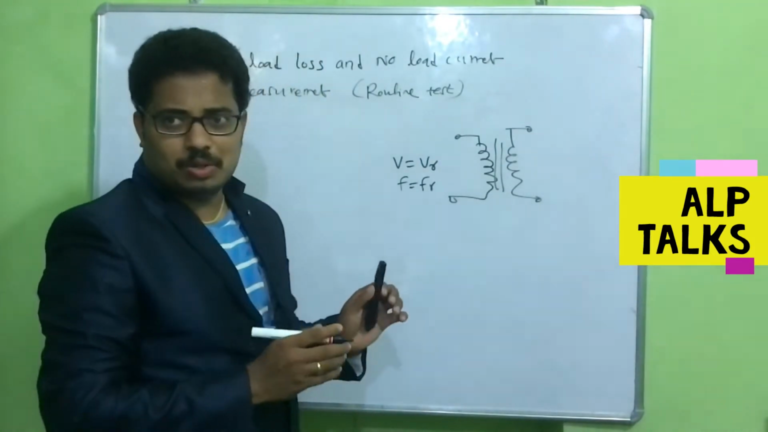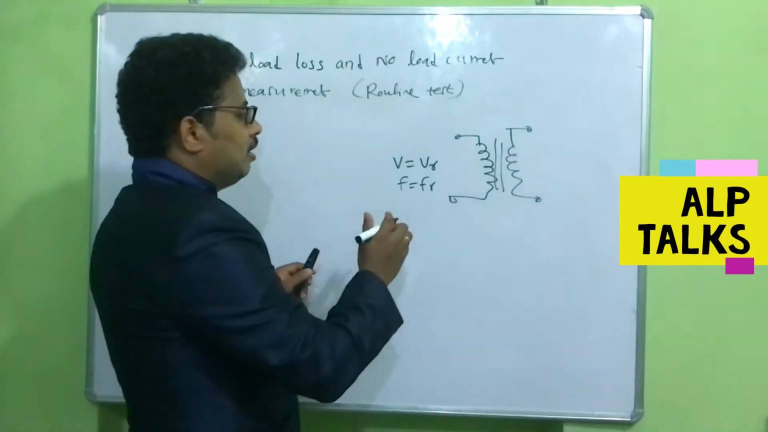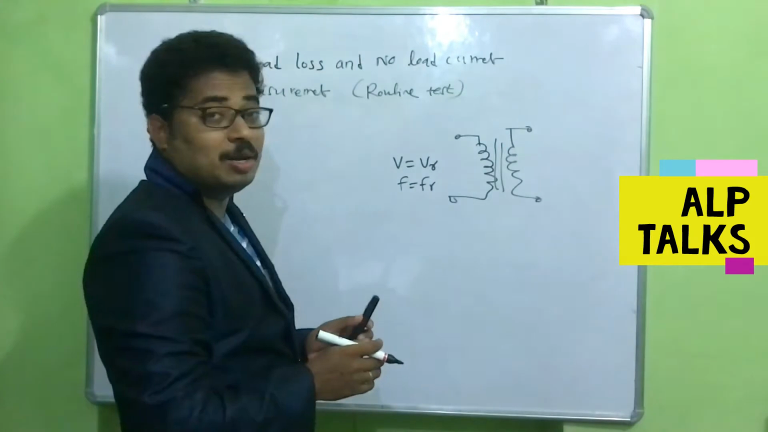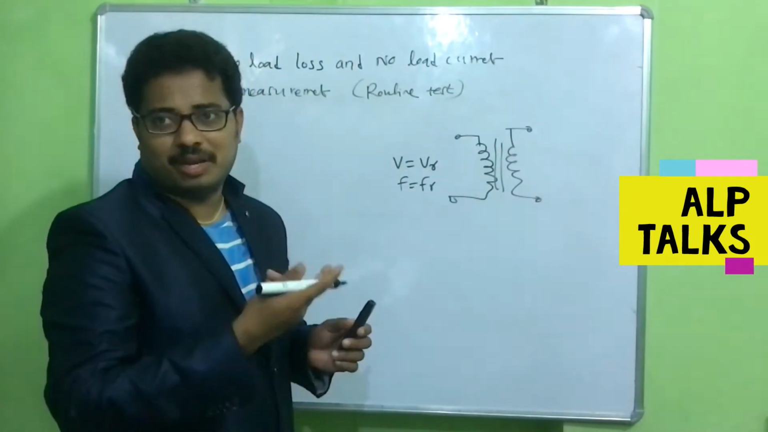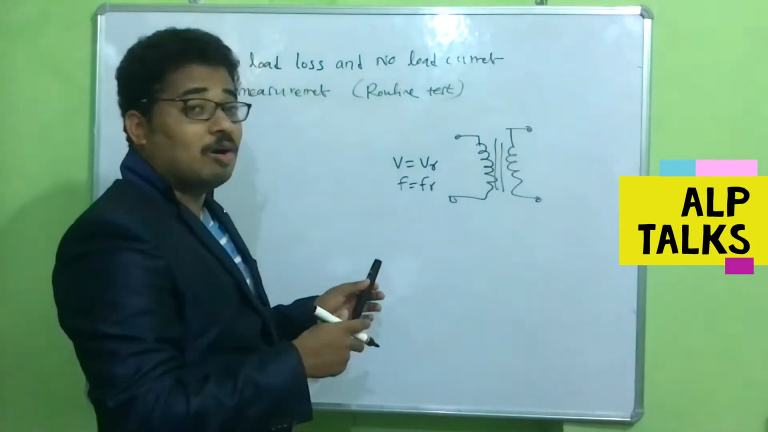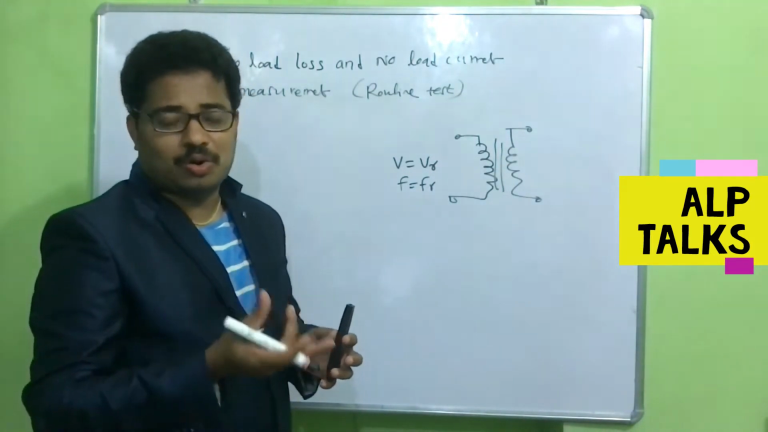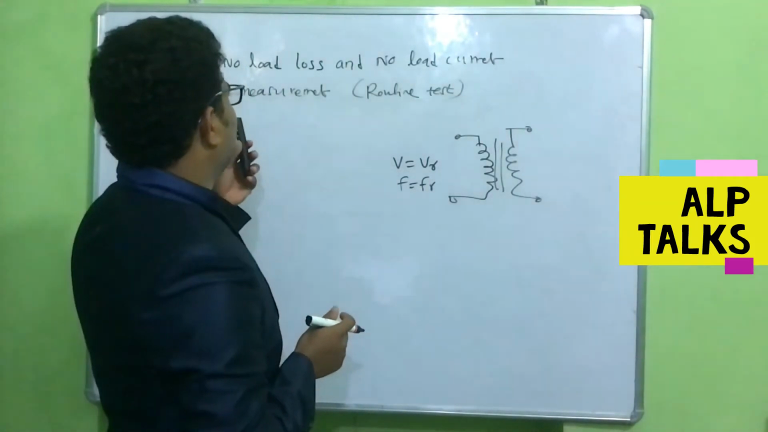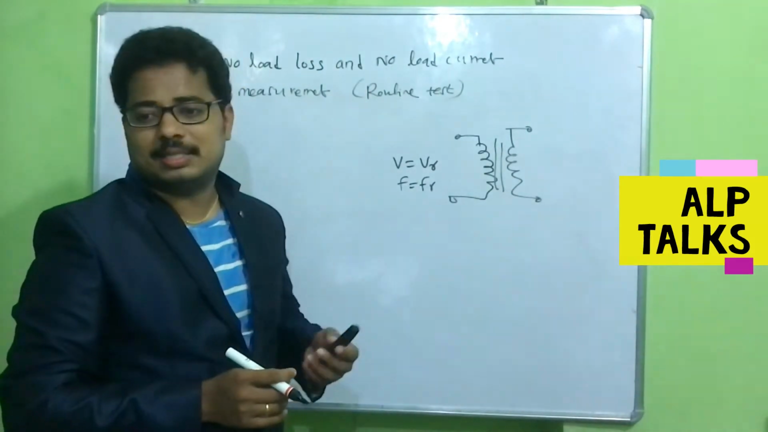In this process, we are going to connect all the meters, like a voltmeter, ammeter and wattmeter, for measuring how much voltage we are applying, what the frequency is, and how much current it is drawing. That is what we call no load current, and finally how many watts it is consuming. That is what we call no load loss. So we will discuss those things here.